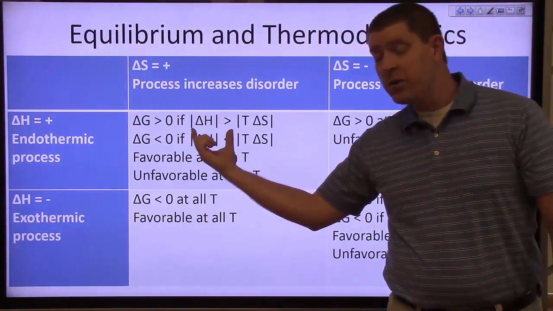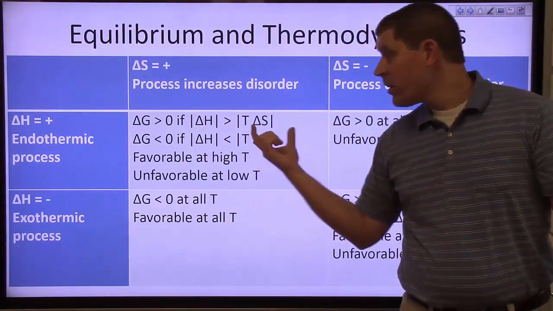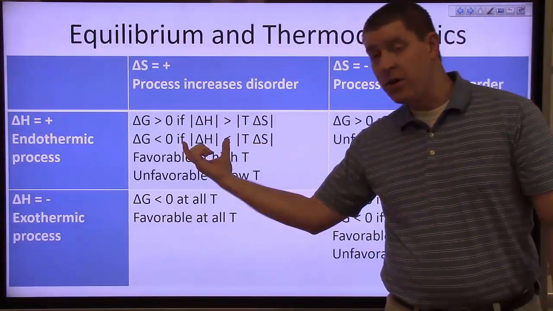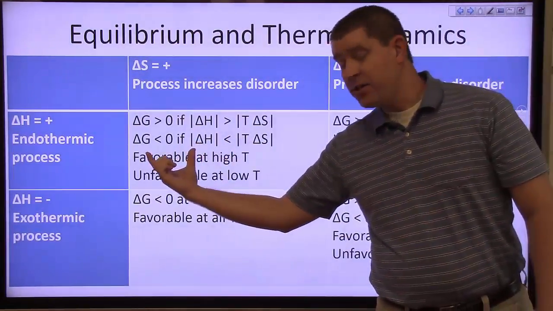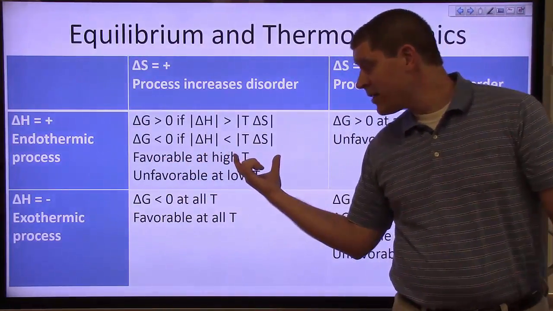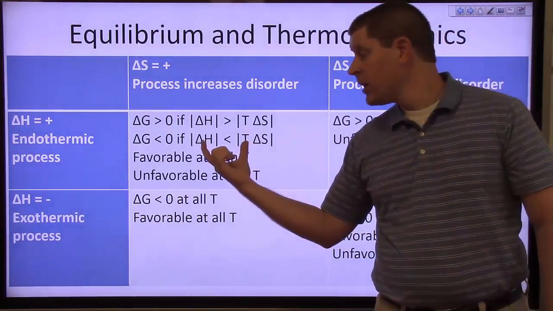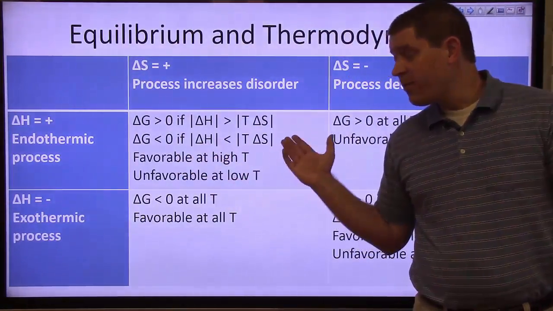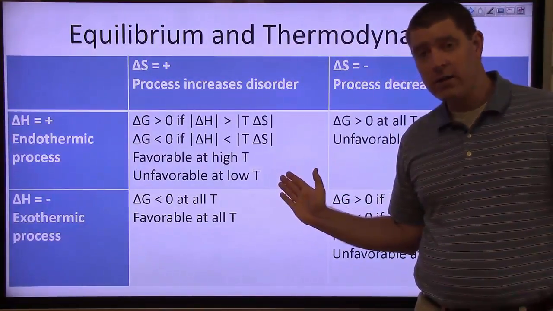So if the magnitude of delta H, so the absolute value of delta H, is greater than the absolute value of T delta S, then our Gibbs energy will be positive. That is, the reaction is disfavored. On the other hand, delta G will be negative if T delta S is larger, or the magnitude of T delta S is larger than the magnitude of delta H. That is, these processes are favorable at high temperatures and they're unfavorable at low temperatures.